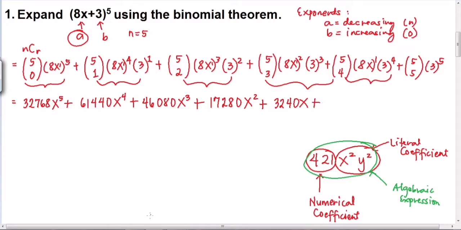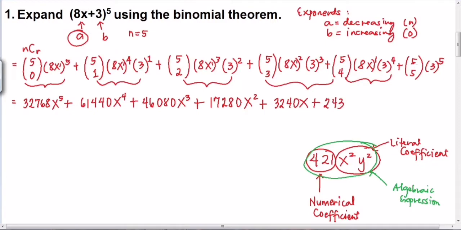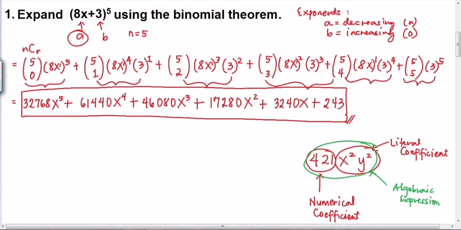Okay? The last one, 5C5. Yung last na nasa dulo. And then, wala na siyang 8. Wala na siya nung 8 kasi ito yung first term. So, tinanggal na. Ang meron na lang is yung 3 raised to 5. So, edit lang natin. So, 3 raised to 5, so 243. Dito sa last term, wala ng letter. So, ibig sabihin, yan na yun, 243. So, ibig sabihin, the expanded form of the binomial theorem, 8x plus 3 raised to 5 is this one. So, this is our final answer.